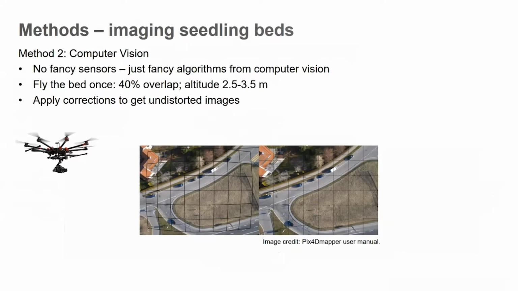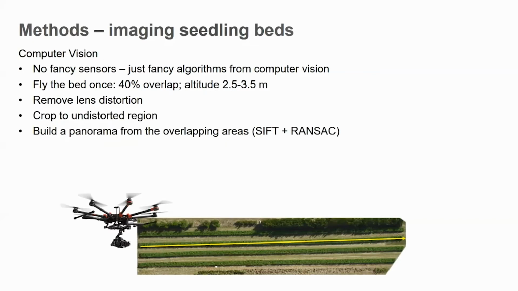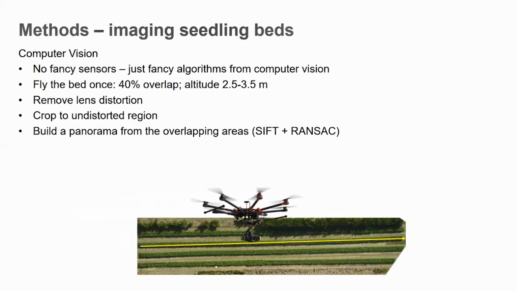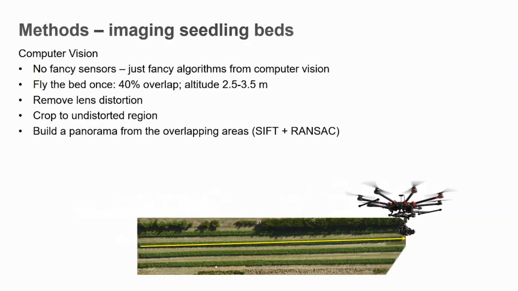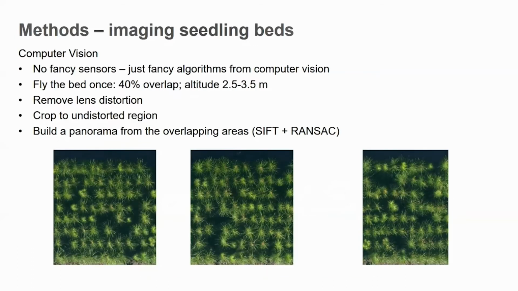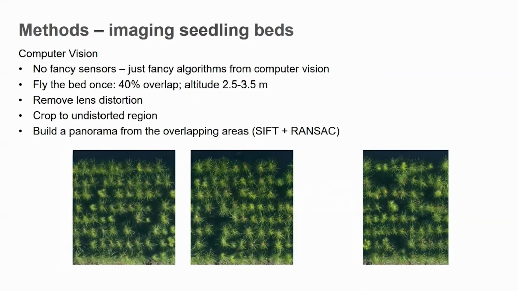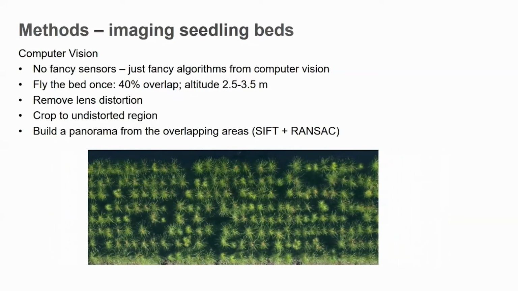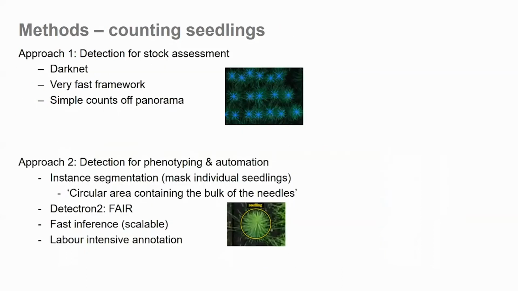So what we did was we trialed a second method based purely on computer vision principles. Here what we do is we fly the bed once with 40% overlap at an altitude of 2.5 to 3.5 meters, and then we apply some corrections to get undistorted images. We take this undistorted imagery and we use a combination of algorithms called SIFT and RANSAC to build a continuous panorama of the seedling beds. You've used similar algorithms if you've ever generated a panorama using your smartphone. These algorithms look for common features in overlapping imagery, and they use these to essentially tie the images together into a continuous panorama.